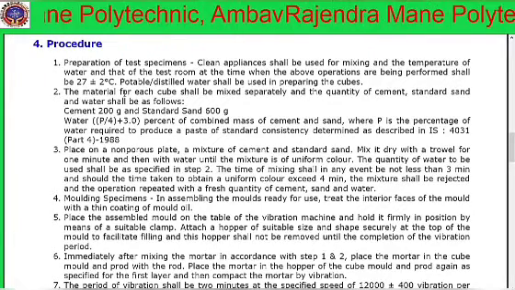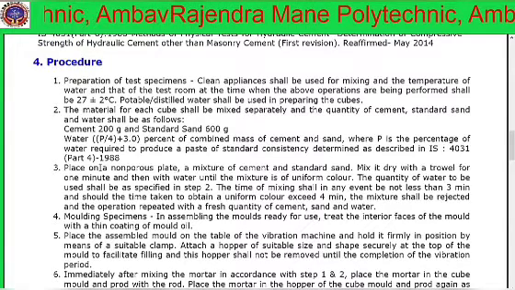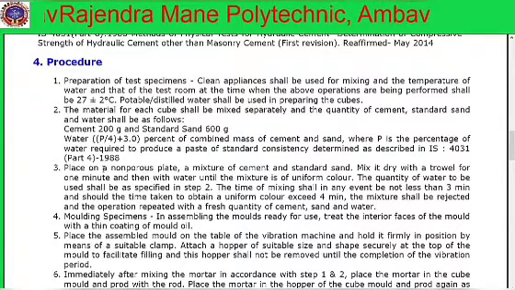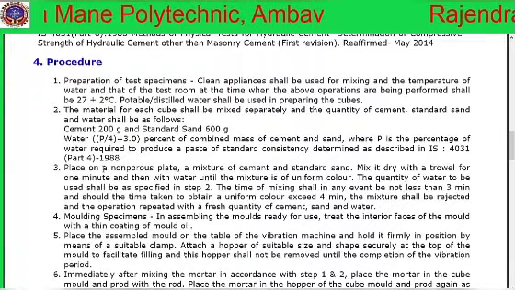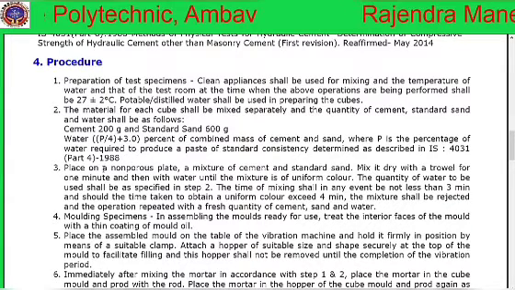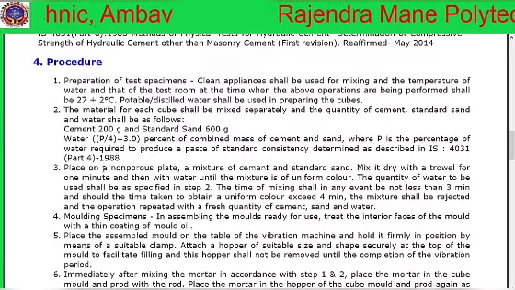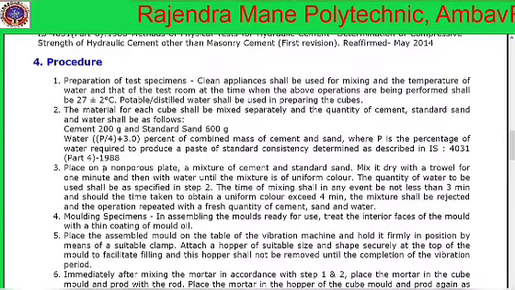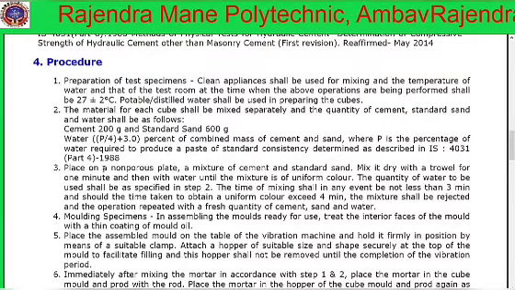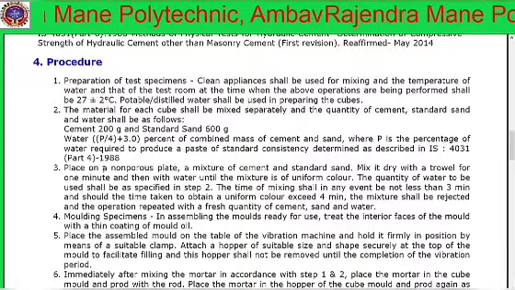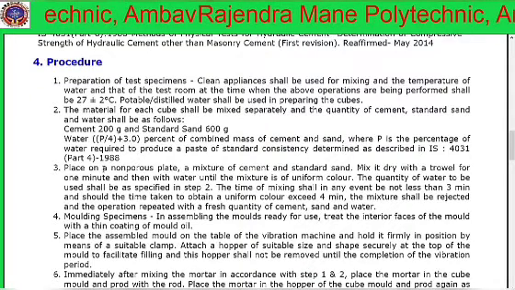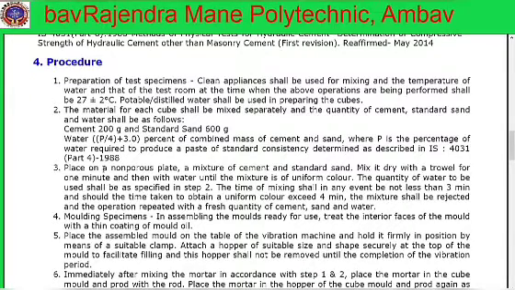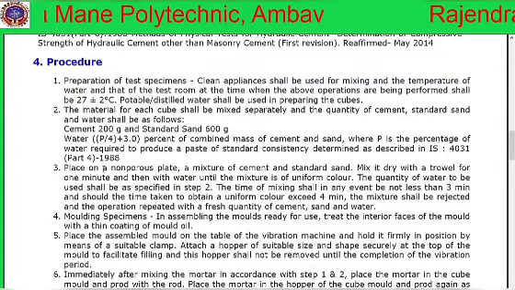Immediately fill the mortar thus prepared into cube molds of size 70.6 mm, placed on a non-porous base plate which is oiled from inside. Compact the mortar by standard means. Keep the mold in 90% humidity at 27 degrees centigrade temperature for 24 hours. Where a humidity room is not available, the mold can be kept under wet gunny bags for 24 hours.